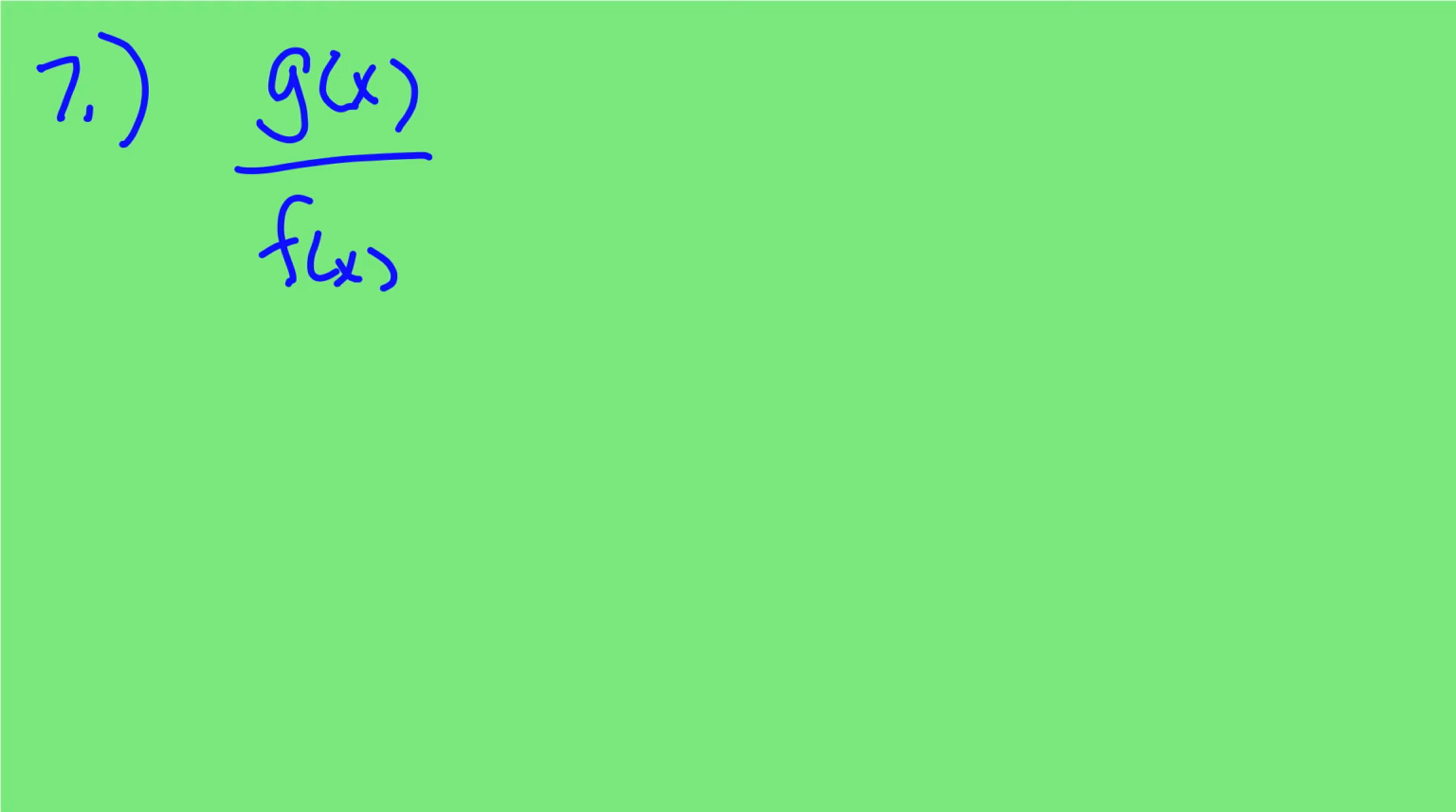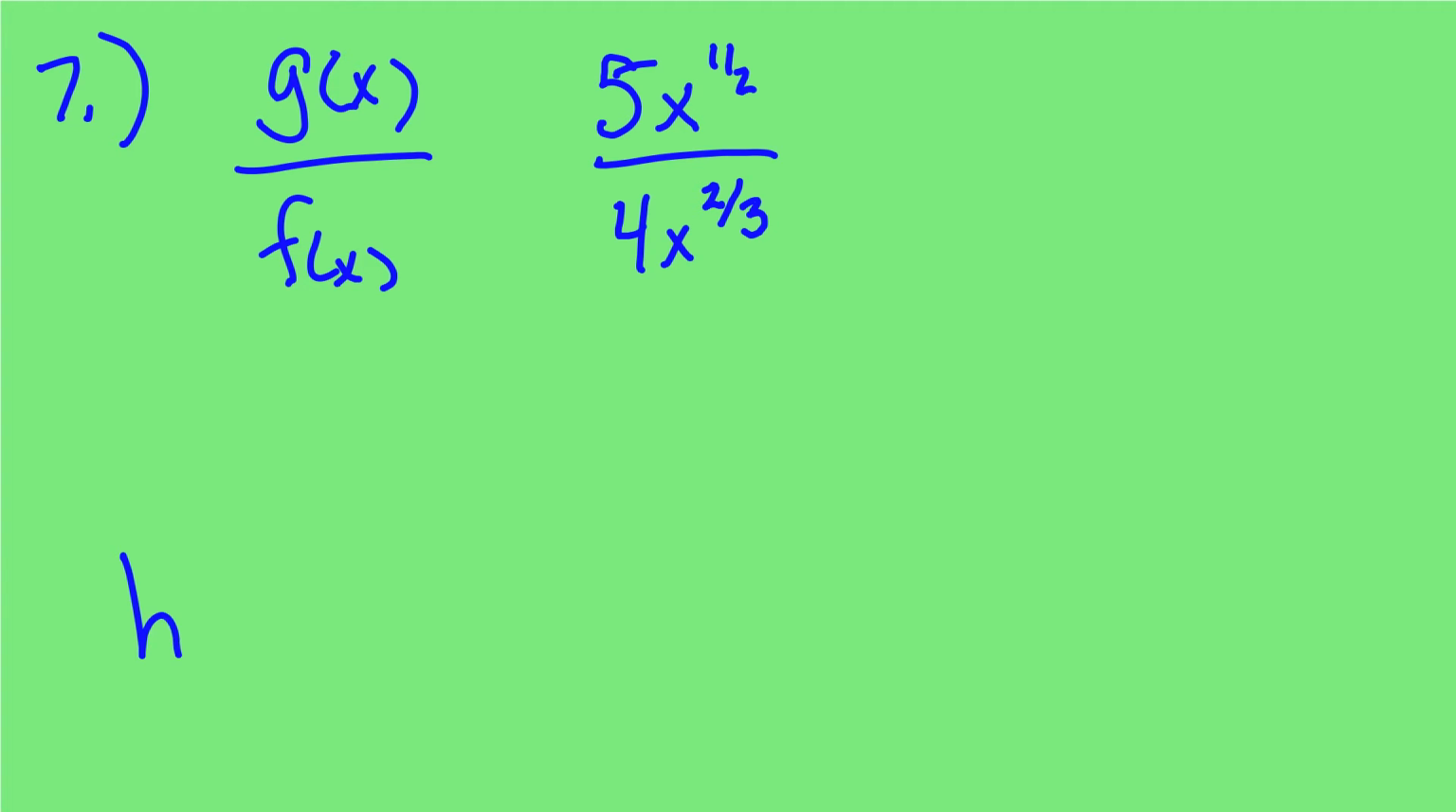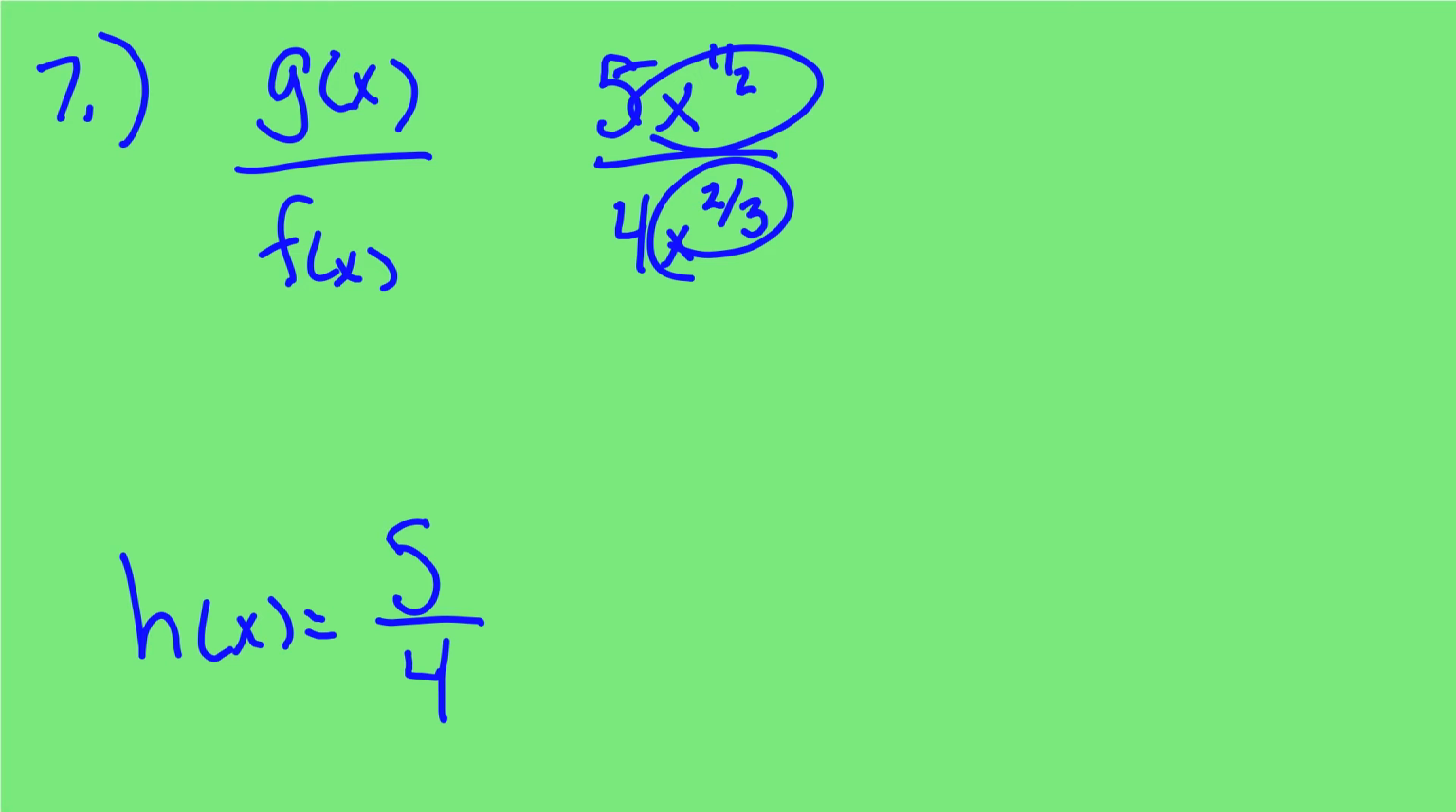Alright, number 7 is g of x over f of x. So the first thing I'm going to do is write 5x to the 1/2 all over 4x to the 2/3. Now, I can't do anything with 5 over 4, so I'm just going to leave it as 5 over 4. Now, I notice I have x and x, so I do 1/2 minus 2/3 because now we're dividing. So 1/2 minus 2/3 is x to the negative 1/6.